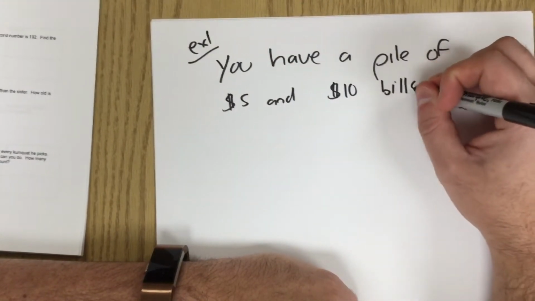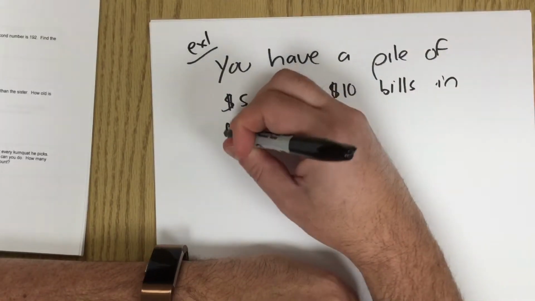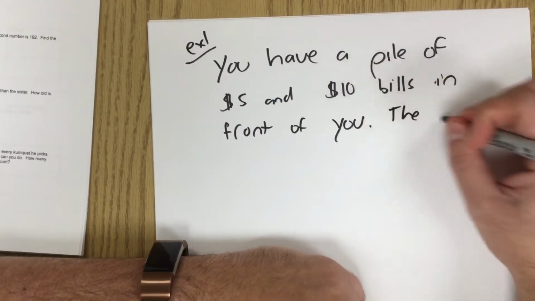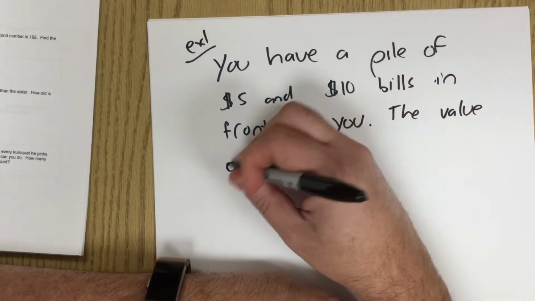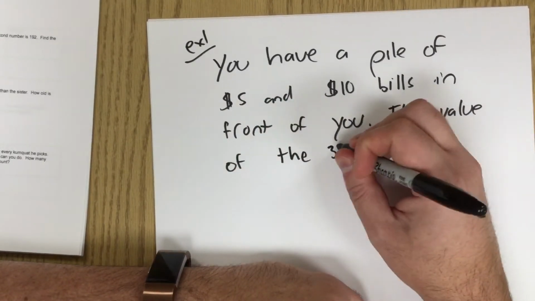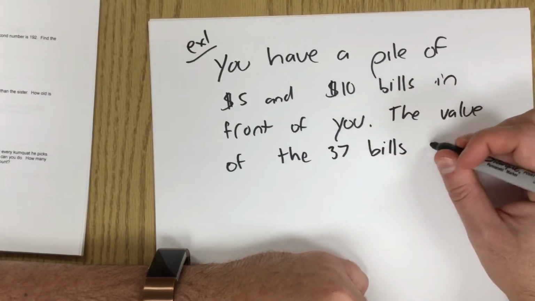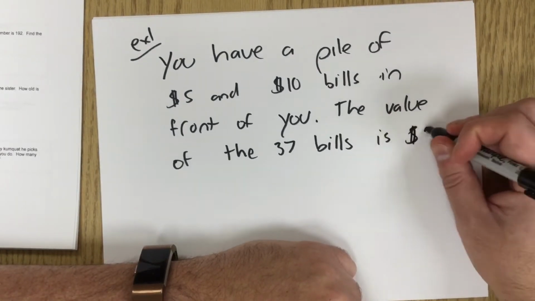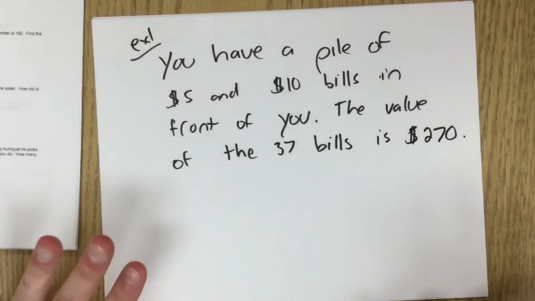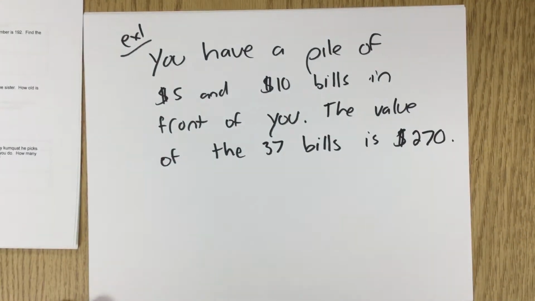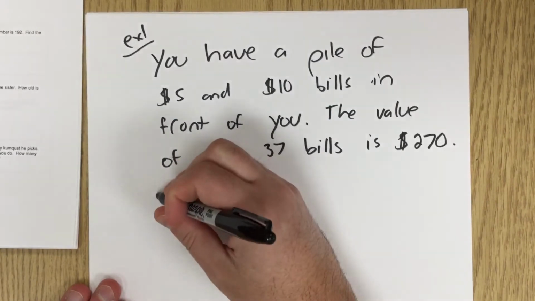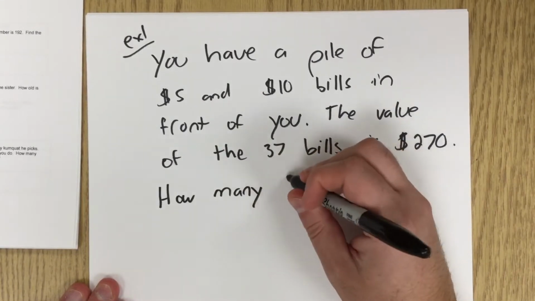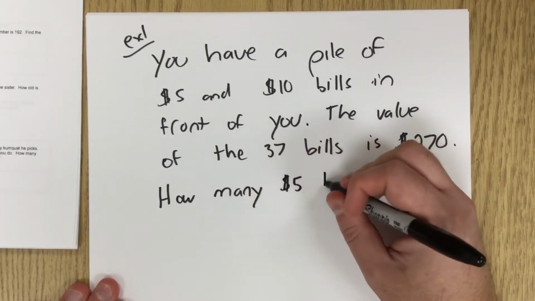So you have a pile of $5 and $10 bills in front of you. The value of the 37 bills is $270. Now that's already enough. At this point, you could already essentially figure out everything you need to know. I'm going to throw in a question just so we have something actually to answer. It also gives a clue, which I'll explain in a second. How many $5 bills do you have?